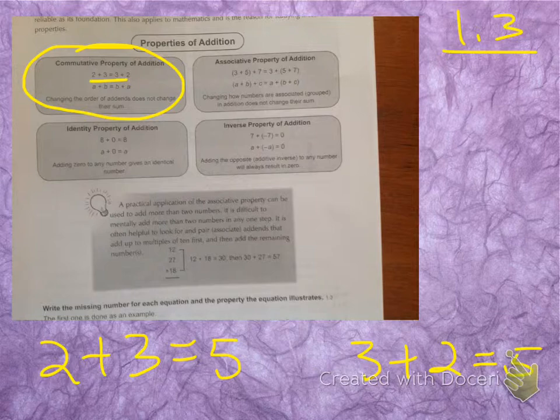And then, since we're in algebra, we have letters also. So it doesn't matter what numbers I picked. Down there I picked 2 and 3. But up here I could pick any 2 numbers, and if I add them, then I switch them backwards, they're going to add up to the same thing. And that's called the commutative property.